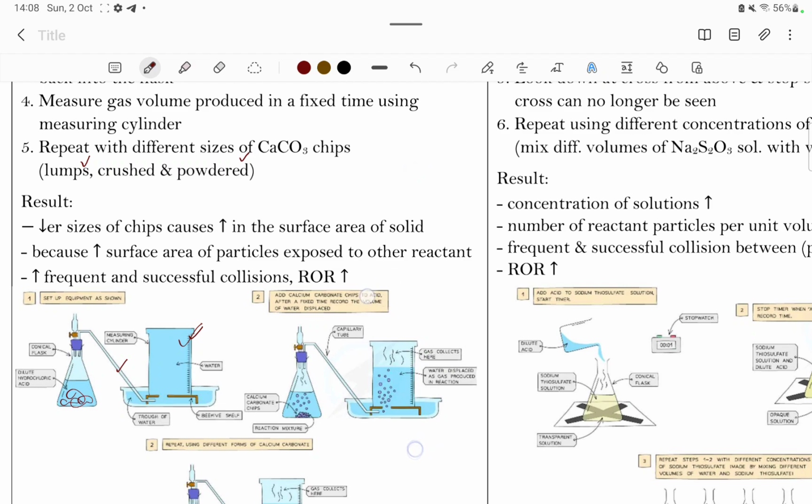So in the end you should know that the smaller the size of the chips, the greater the increase in surface area, and the surface area of particles exposed to others increases already. So frequent and successful collisions, and the rate of reaction increases.